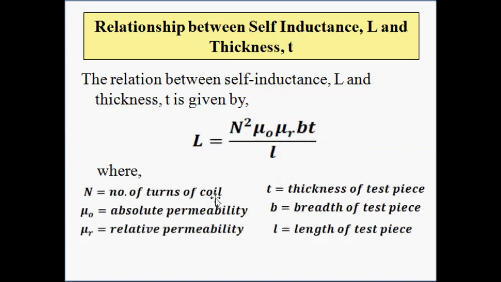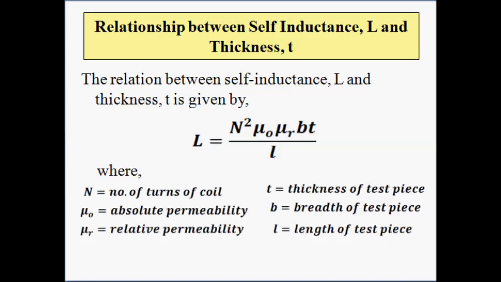And then once this self-inductance L is known, it can be converted into suitable voltage or current change or fluctuations in the circuit by using suitable signal conditioning circuitry such as AC bridges, where there is an element which involves change in inductance. That part we have not discussed here. We have just discussed the basic concept or the relationship between self-inductance of the coil and the thickness of the test piece. So here we get to know that the self-inductance L is directly proportional to the thickness of the test piece, while all the other parameters such as the number of turns, absolute permeability, relative permeability, breadth of the test piece and length are already known.